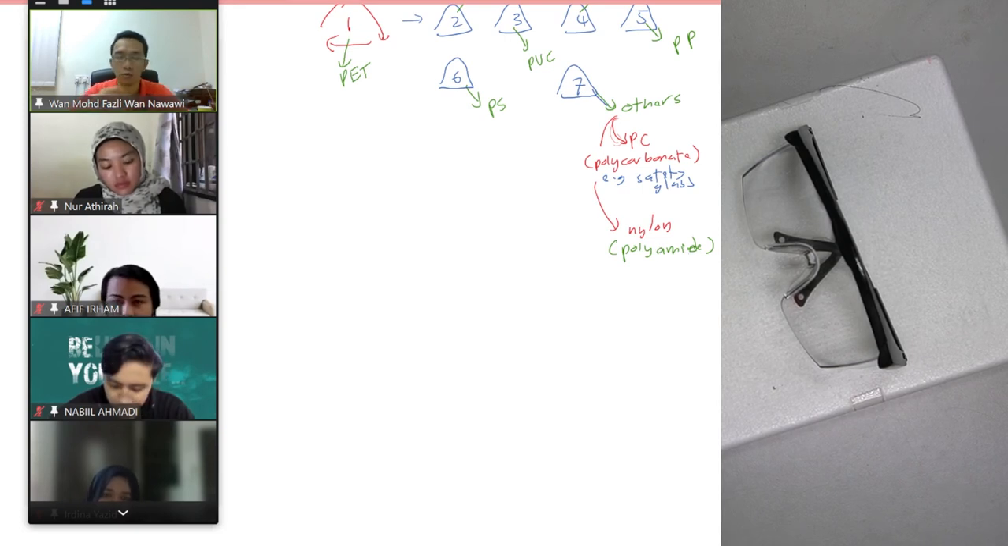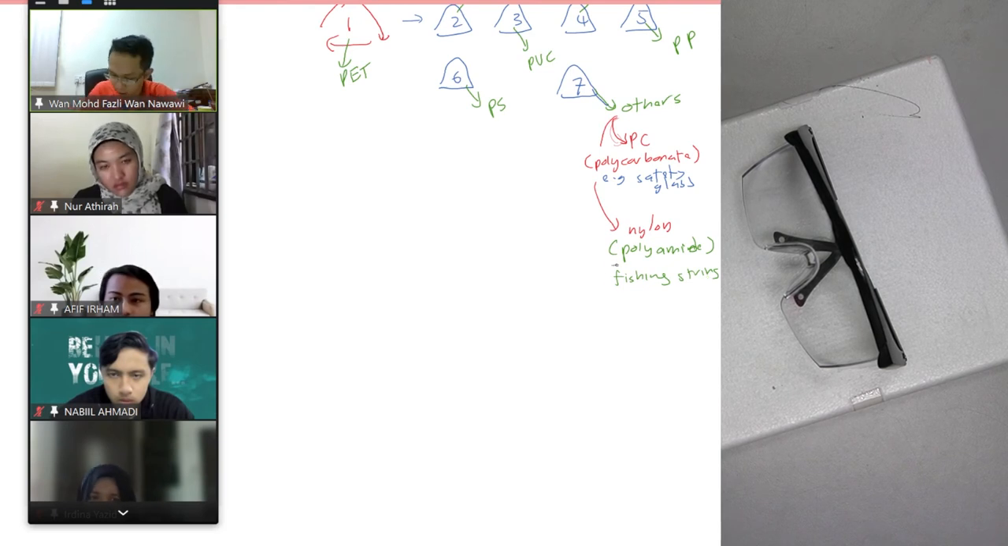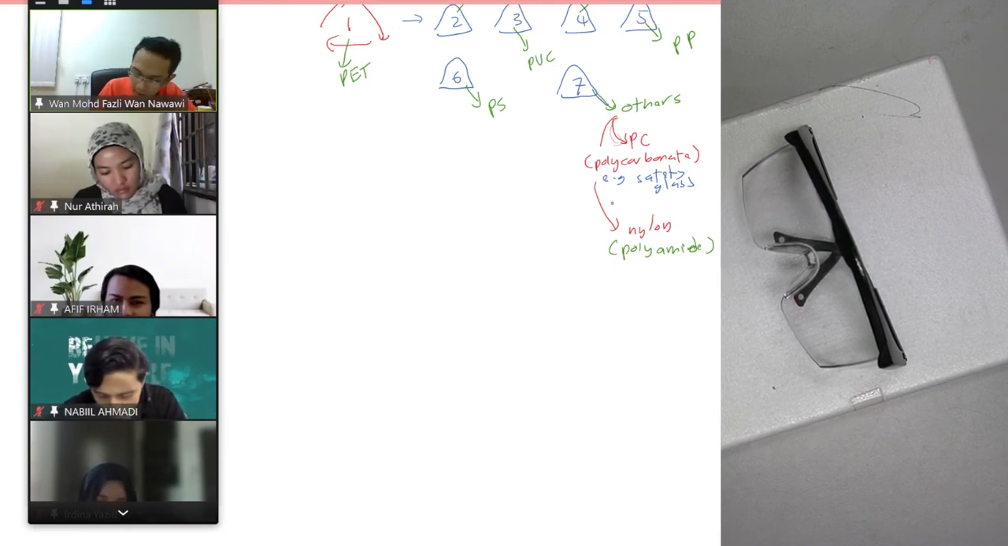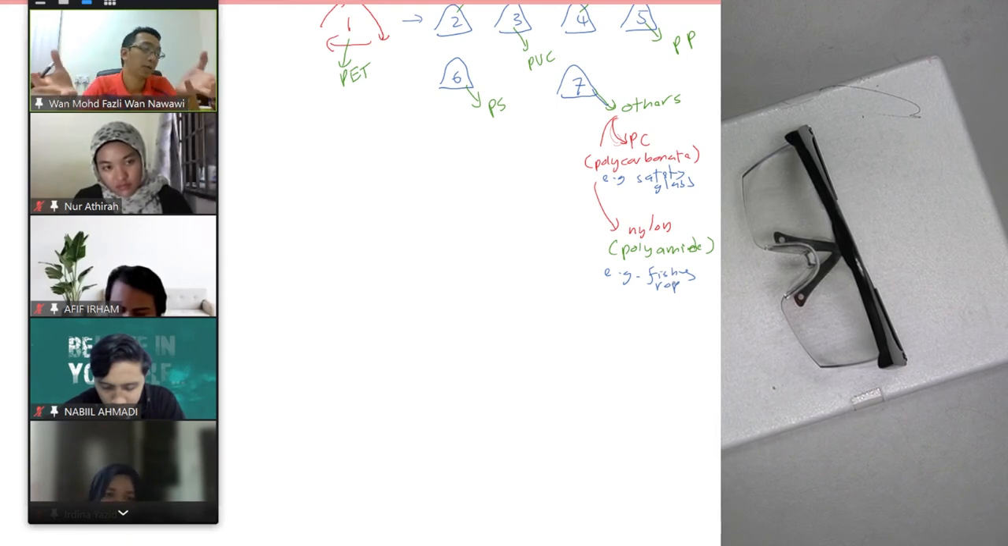Polyamide is nylon. Normally when you do like fishing rope. Okay, example is fishing rope. So let's talk a little bit about nylon, because now we want to integrate the chemistry and also the material. So nylon is just a trade name, but the nylon itself is basically polyamide.